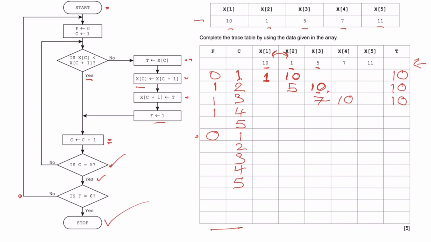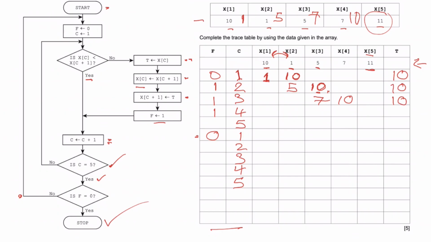Looking at this, we've sorted 10, 1, 5, 7, 11. Position 1 has now become 1, position 2 has become 5, position 3 has become 7, and position 4 has become 10. Position 5 has stayed the same at 11. So it's a sorting algorithm, a bubble sort, comparing pairs.